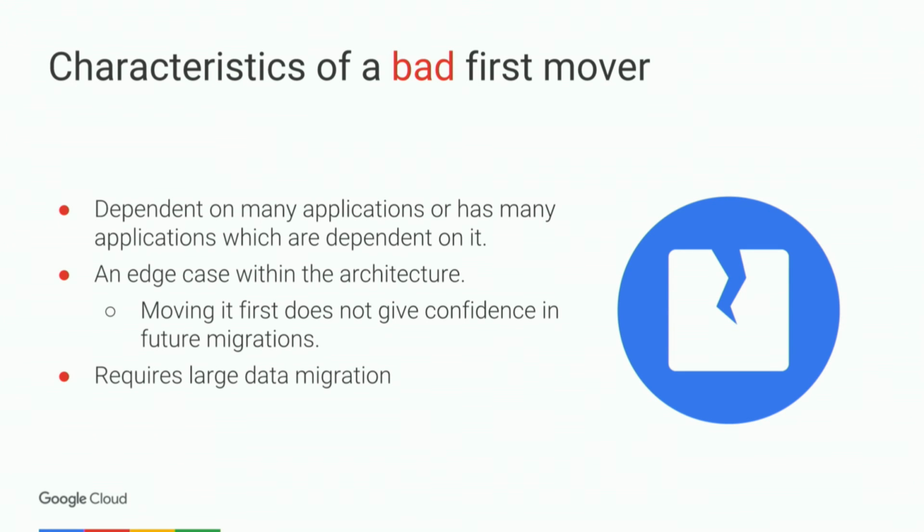On the other hand, bad first movers are pretty much the opposite of everything else we suggested. Things that are deeply entangled with the rest of the application stack, licenses that don't lend themselves to being migrated, things that are either far too business critical to move first, or things that are so irrelevant that they don't really prove anything. Edge cases that are, again, so far out there that they're not going to be relevant for the rest of your application base don't particularly make good first movers.